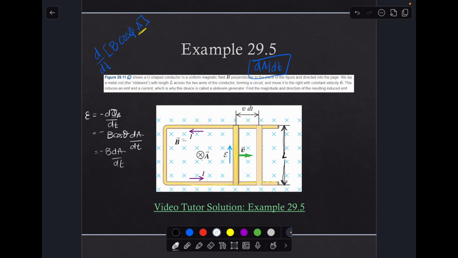So in order to find the EMF in terms of the variables that we're given, such as L, B, and velocity V, we need to find a way to describe how the area is changing with time. The area right now, before we start moving the bar, if this is width W, the area of the loop would be L times W, right?